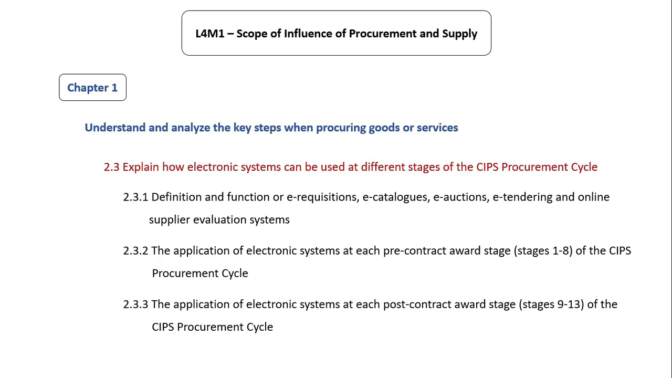Topic 3. Explain how electronic systems can be used at different stages of the CIPS procurement cycle. Consists of 3 points. 2.3.1 Definition and function of e-requisitions, e-catalogs, e-auctions, e-tendering, and online supplier evaluation systems. 2.3.2 The application of electronic systems at each pre-contract award stage, stages 1 to 8 of the CIPS procurement cycle. 2.3.3 The application of electronic systems at each post-contract award stage, stages 9 to 13 of the CIPS procurement cycle.